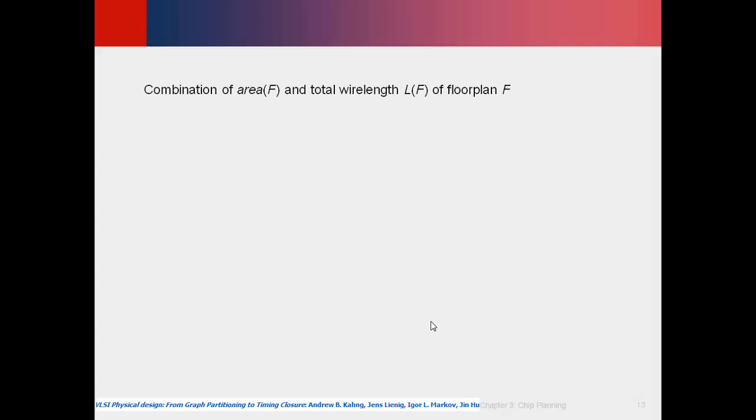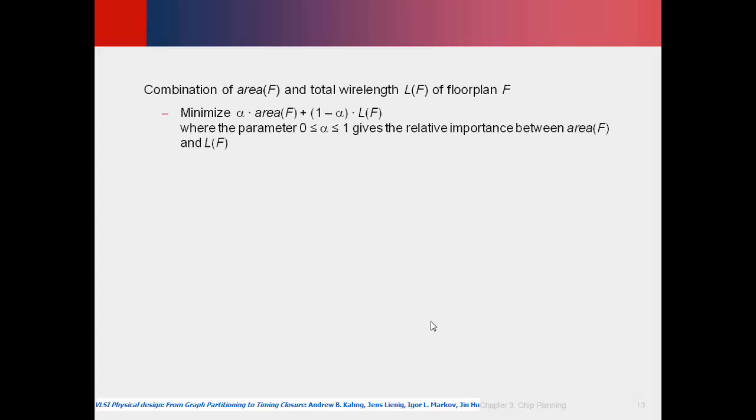Okay, so as we said, usually the area and the wire length are the important optimization goals, and we might use a parameter like alpha to distribute the weightage between them. If alpha is 0.5, both area and wire length are equally important, and we have to minimize alpha times area plus (1 minus alpha) times the total wire length.